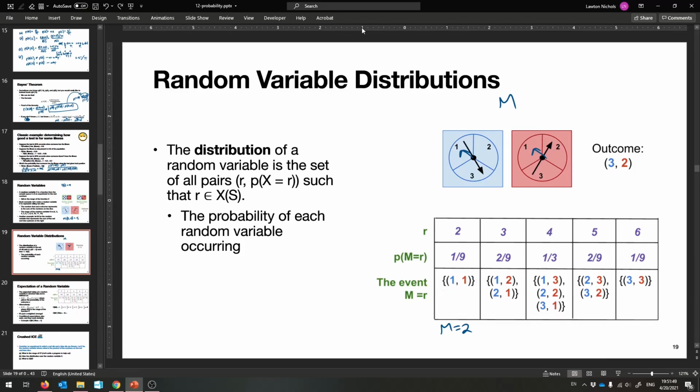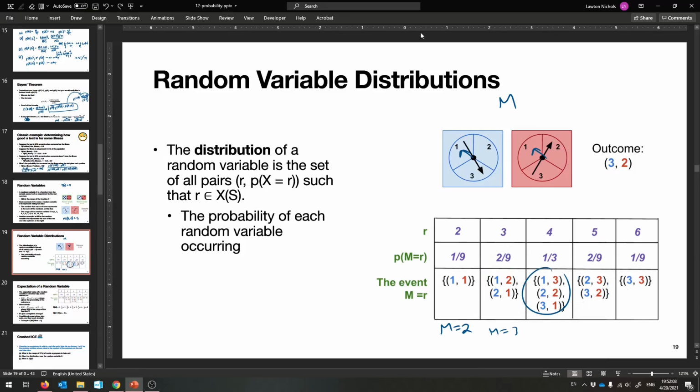We can make this table. When M is 3, it could have been 1 and 2, or 2 and 1. So there are two ways to do that, which means the probability of that happening is 2 out of 9. And then same for 4, 5, and 6.